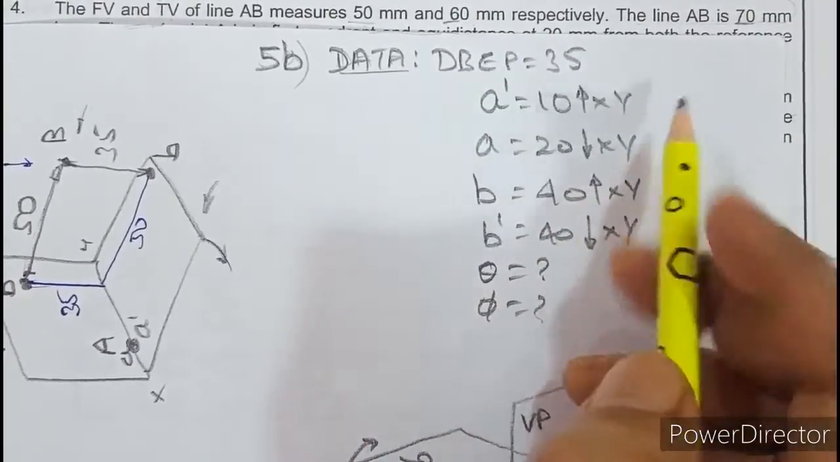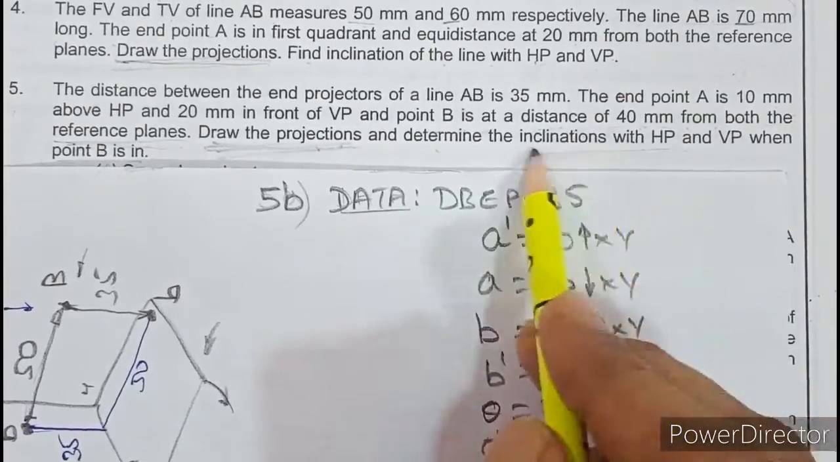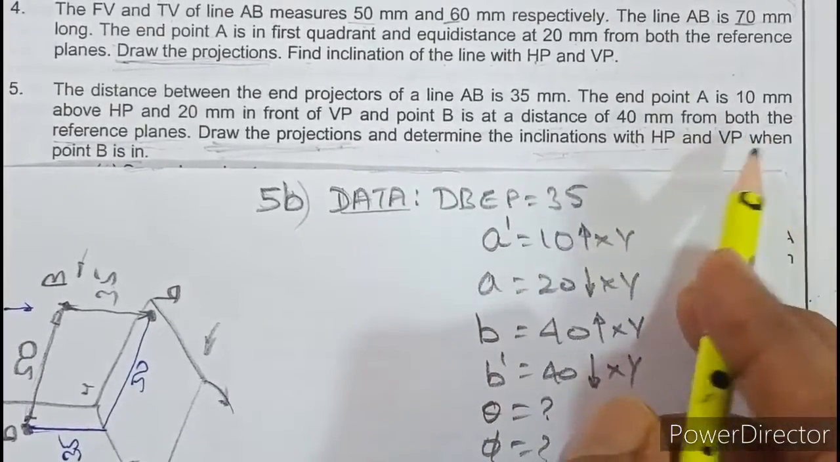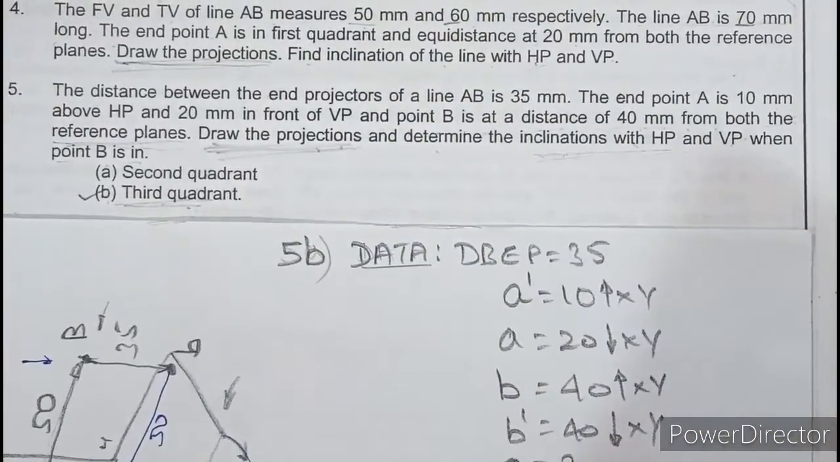Okay, so inclination with HP means true length with HP, and inclination with VP means true length with VP. So they are called theta and phi. When B is in the third quadrant, okay, so this is the given question.